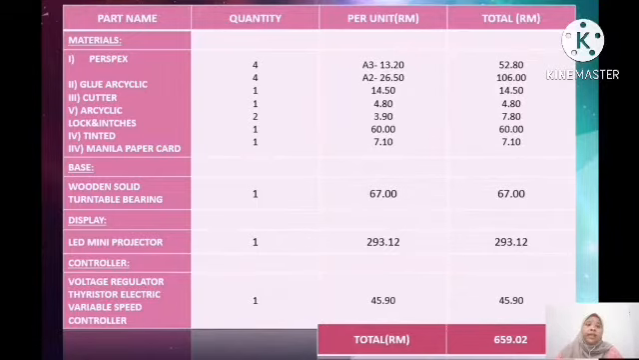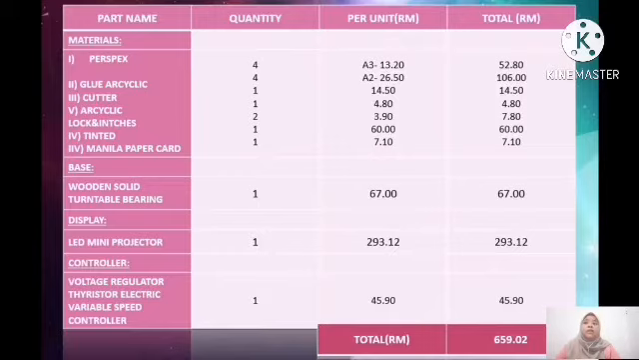is 106 ringgit. And then we have glue acrylic. We buy one quantity. The price is 14 ringgit 50 sen. A cutter, the price is 4 ringgit 80 sen. And then we buy acrylic clips and inches. We buy 2 quantity. The price is 2 ringgit 90 sen. And the total is 7 ringgit 80 sen.